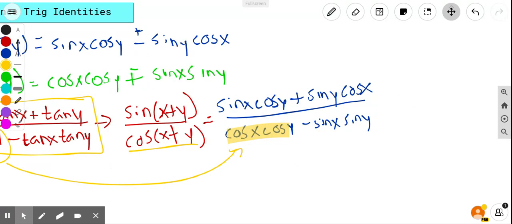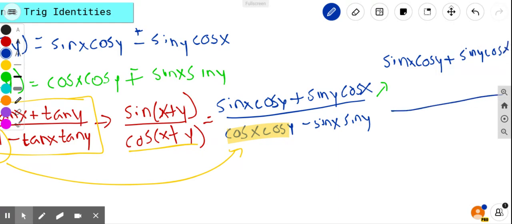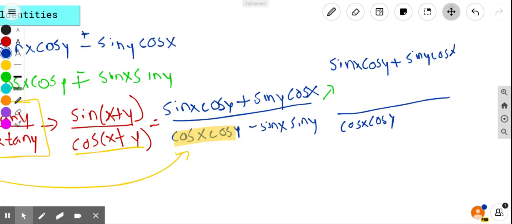So if I divide everything by that, that means in my numerator I have sine x cosine y plus sine y cosine x, over cosine x cosine y minus sine x sine y. And hopefully as I'm writing this, you can maybe visualize what some of these cancellations will look like. And actually, let me go ahead and split those up into two fractions while I'm at it, because it's just going to be easier to do it that way.